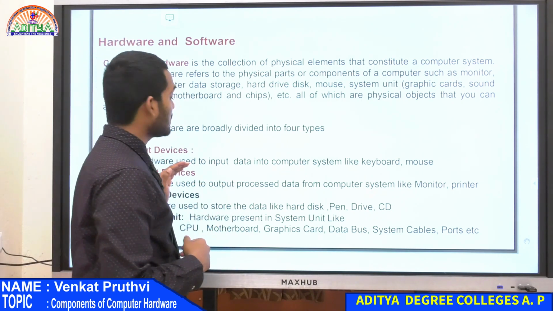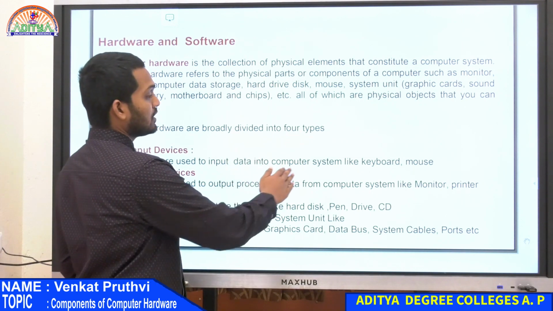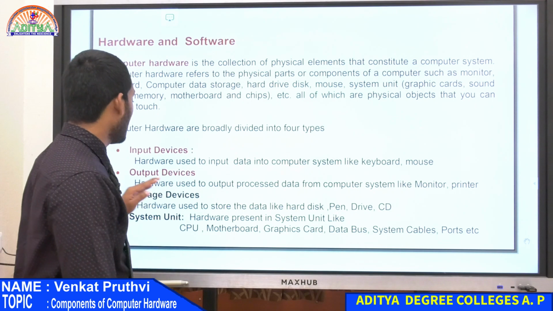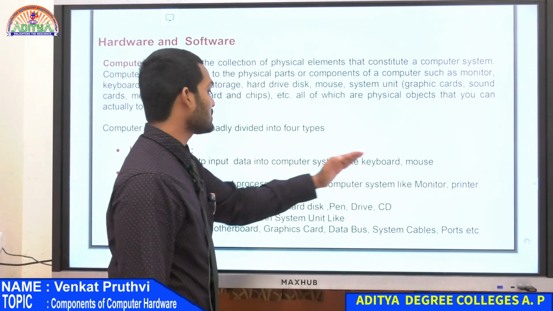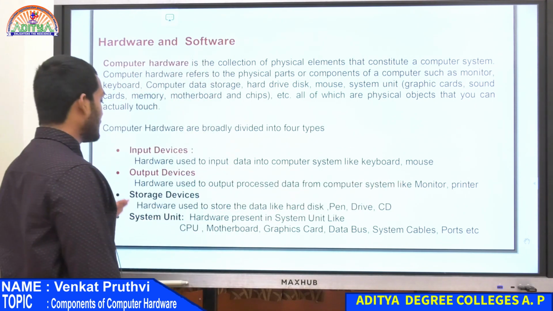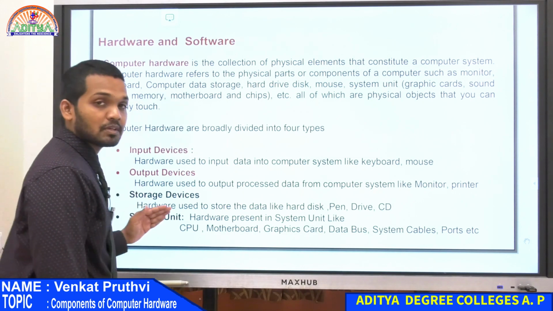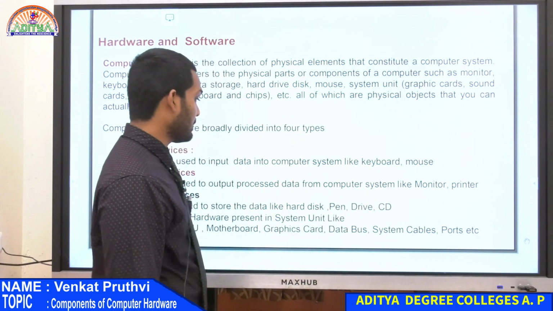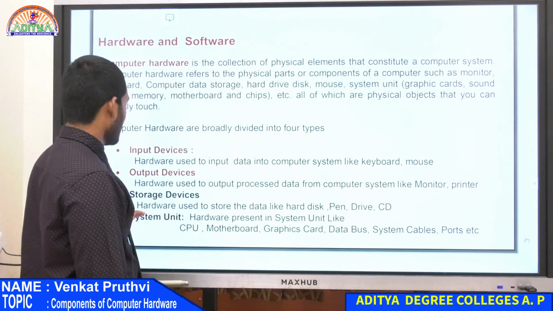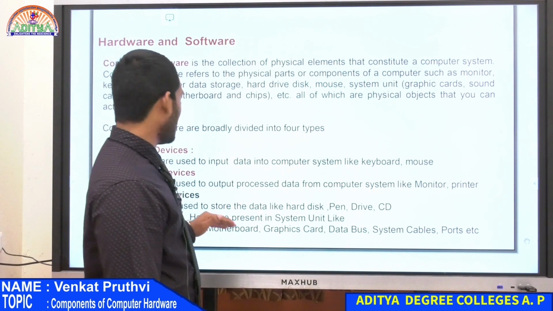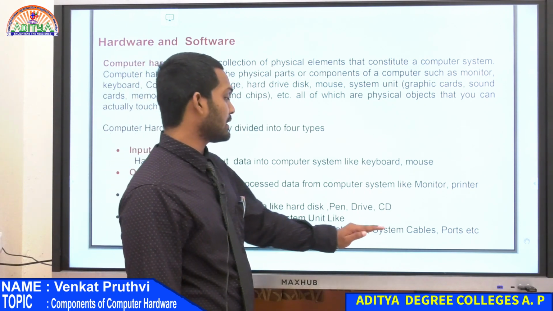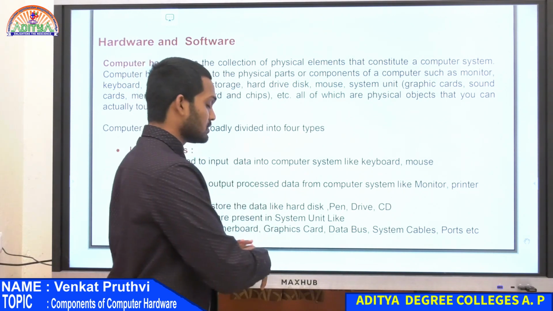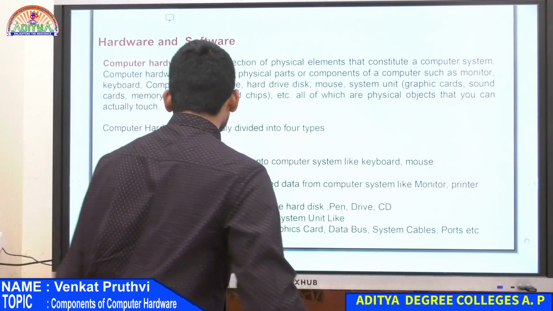In the input devices, what do you have? The hardware used to input data into the computer system, like keyboard and mouse. Okay, they are your input devices. Output devices are hardware used to output processed data from the computer system, like monitor and printer. What do you mean by storage devices? Hardware used to store data, like hard disk, pen drive, CD, etc. And the system unit deals with your CPU, motherboard, graphic card, data bus, system cables, ports, etc. I will show you the diagrams of all these components, so you need not worry about it.